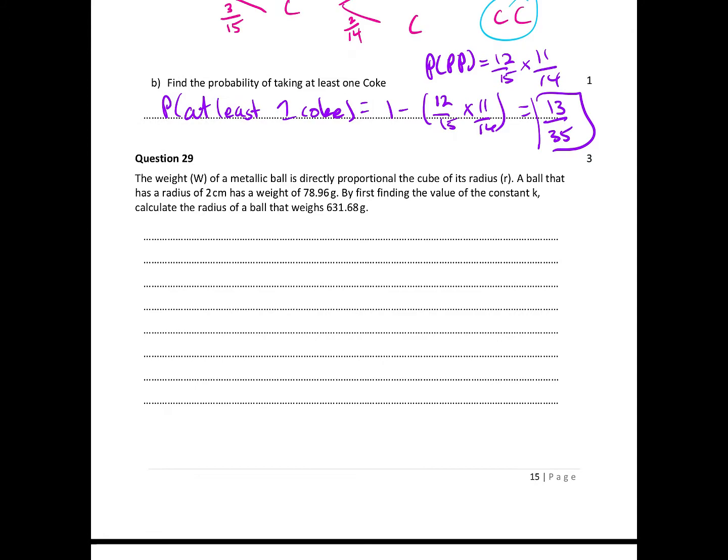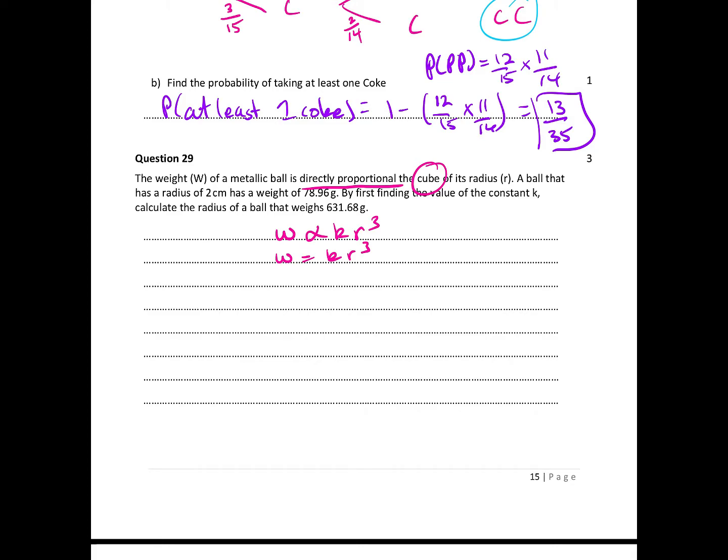Question 29. The weight of a metallic ball is directly proportional to the cube of its radius. So let's write that down straight away. The weight of a metallic ball is directly proportional to the cube of its radius. Do you see I put that k there for my constant? So this can also be represented as this.